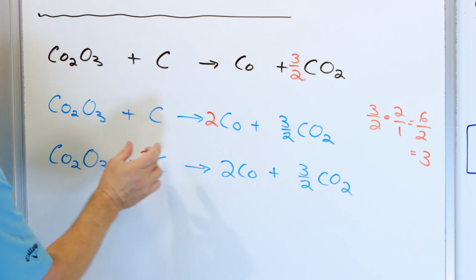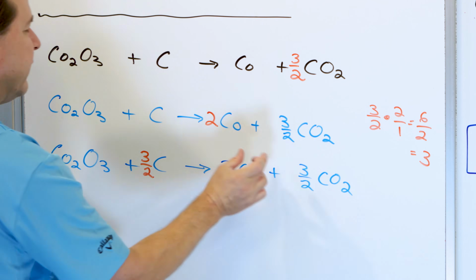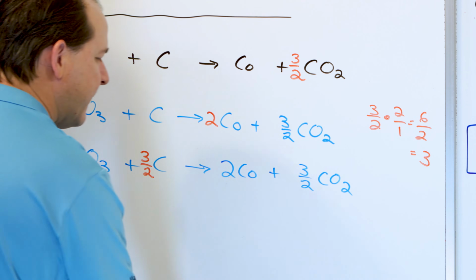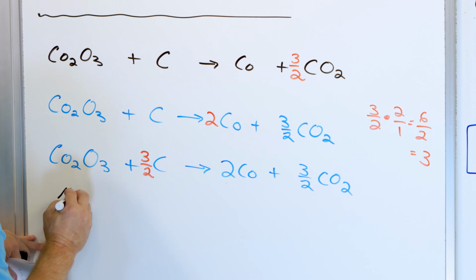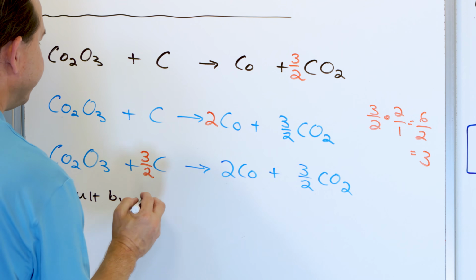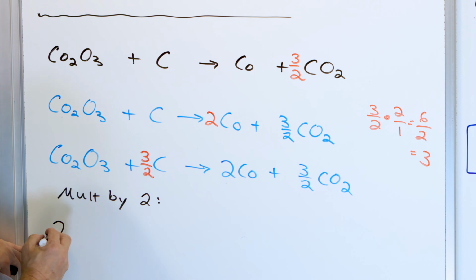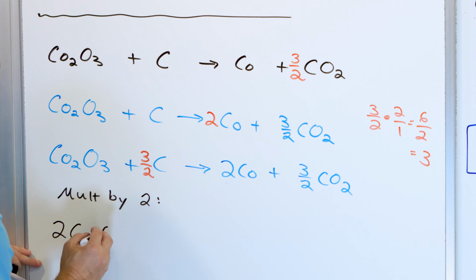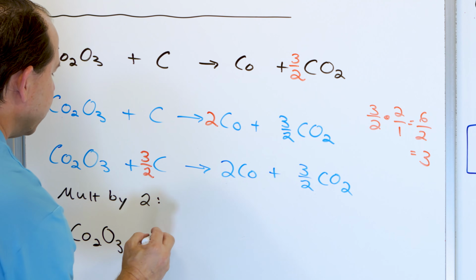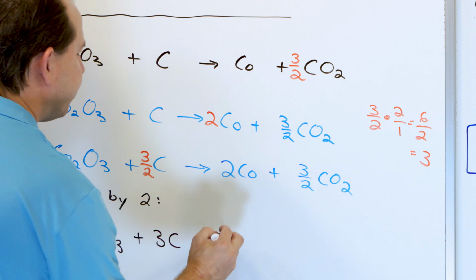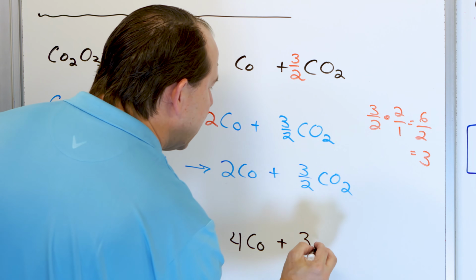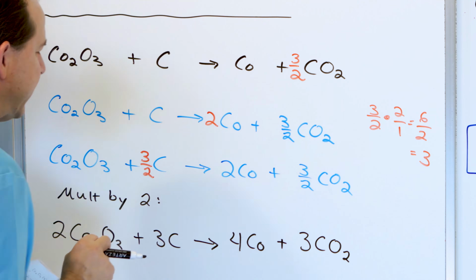2 cobalts, 3 oxygens, 3/2 carbon, 3/2 carbon. It's balanced, but we don't like to leave it like this. We're going to multiply by what? The denominator here is a common number, 2. So the first thing is going to be 2 Co2O3. When I multiply this by 2, the denominator cancels, and so it's going to be 3 carbons. Multiply this by 2, it's going to be 4 cobalts. And multiply this by 2, I'm going to have a 3 left behind, CO2, because the denominator cancels.